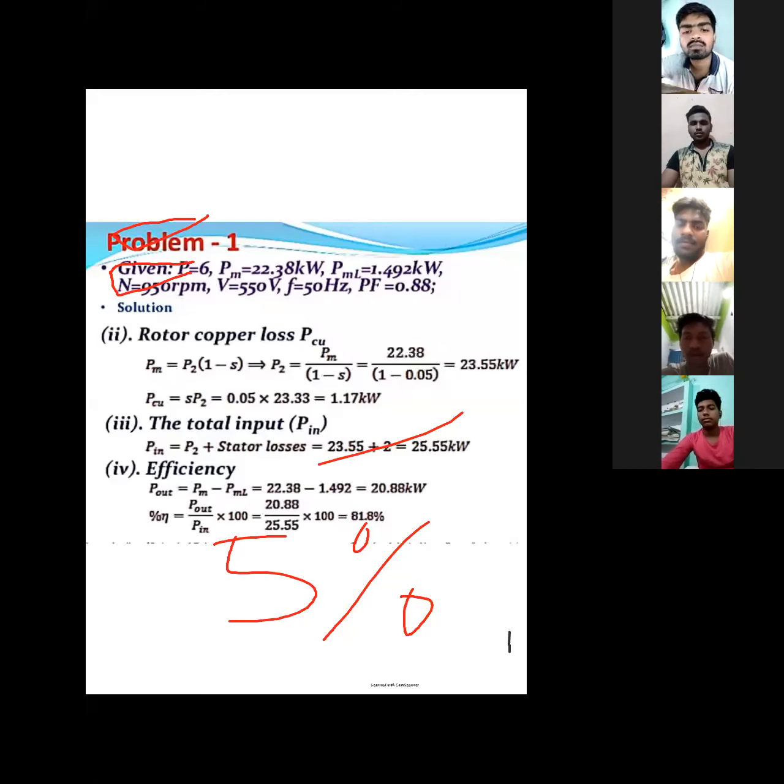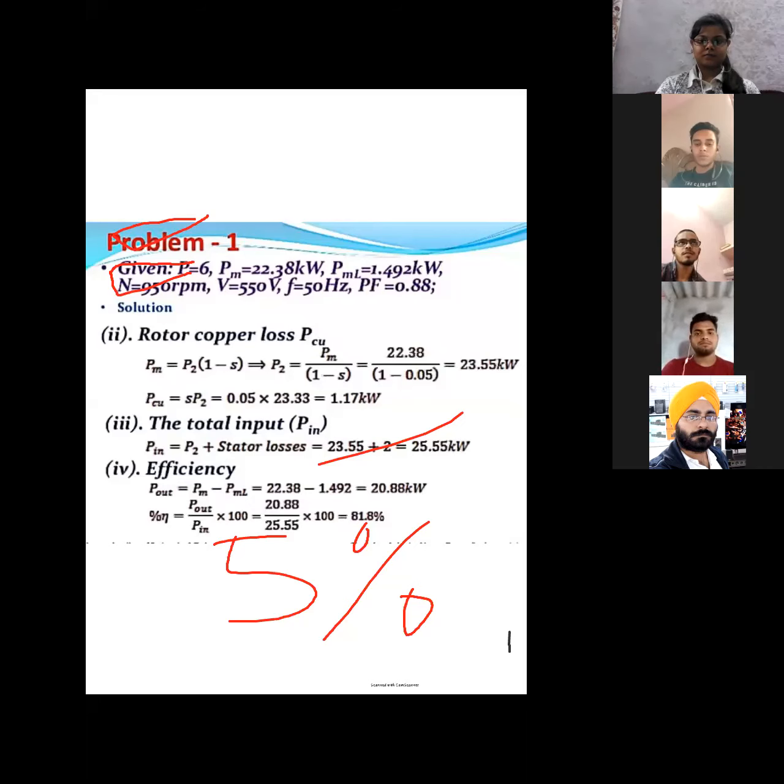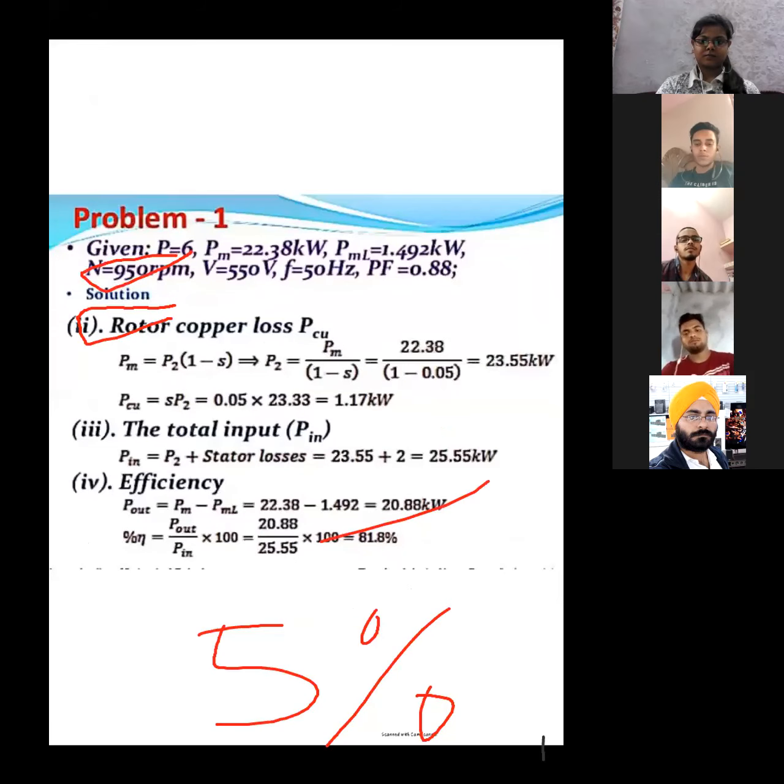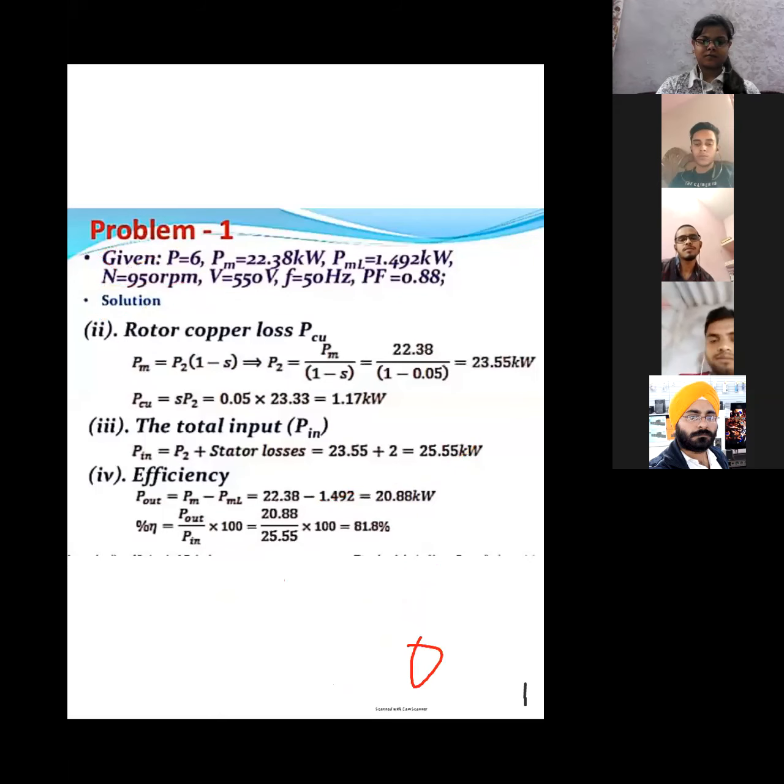Yes, sir. Now, second one, you have to calculate rotor copper loss. You know the mathematical formula we have derived earlier. The mechanical power developed by the rotor is given by rotor copper loss into 1 minus slip. So rotor copper loss will be mechanical power developed divided by 1 minus S.